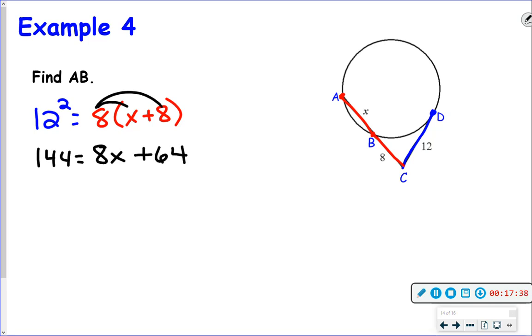Let's subtract 64, finish solving it. You're going to get a nice whole number for x, I believe. All nice whole numbers today. What do you got for x? x equals 10. Perfect. Now, final answer. AB. What's AB? 10. 10, which is also x on the picture. So I'm going to roll with that.